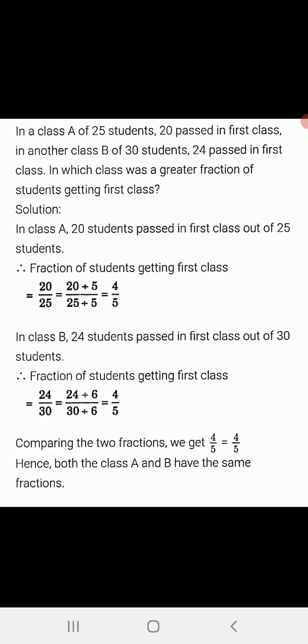In class B, 24 students passed among 30 students. So 24 passed out of 30 can be written as the fraction 24 by 30. Here 24 and 30 are divisible by 6. You get on dividing 4 by 5. 6 4s are 24, 6 5s are 30. Now you see both the fractions are 4 by 5. So here on comparing, we can say both classes A and B have the same fraction of students passed in first class. So with this we end exercise 7.4.